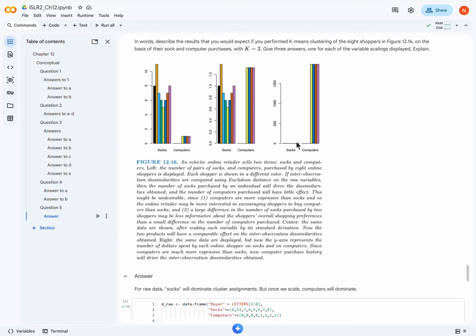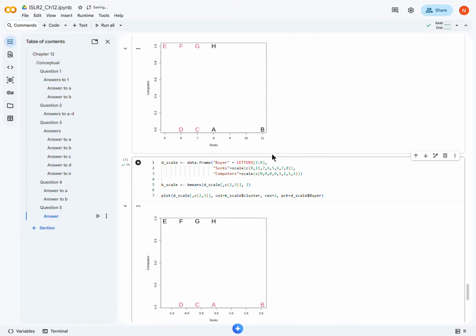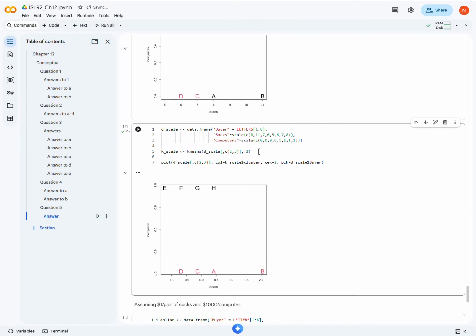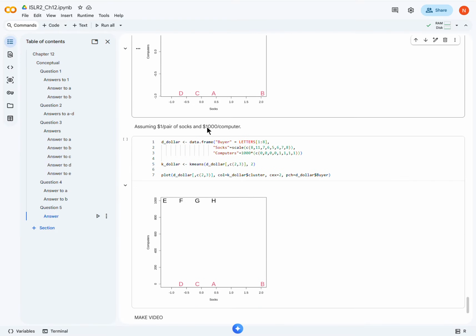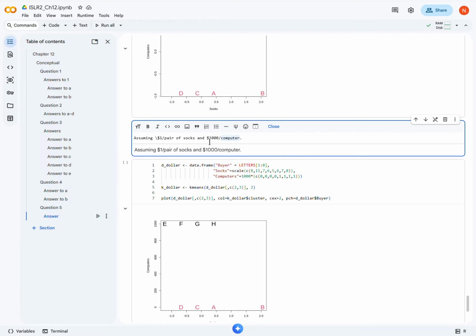Okay, and now finally, for the last one, because computers are so dominant compared to socks, again, this is dollars spent on these things, then we should again expect computers to be the relevant variable here. As I'm coming down, I realize that the graph shows us that the cost of a computer is actually $2,000. Not that it really makes a difference. What's the difference between $2,000 versus a few cents for socks? But we'll just correct that here and here.